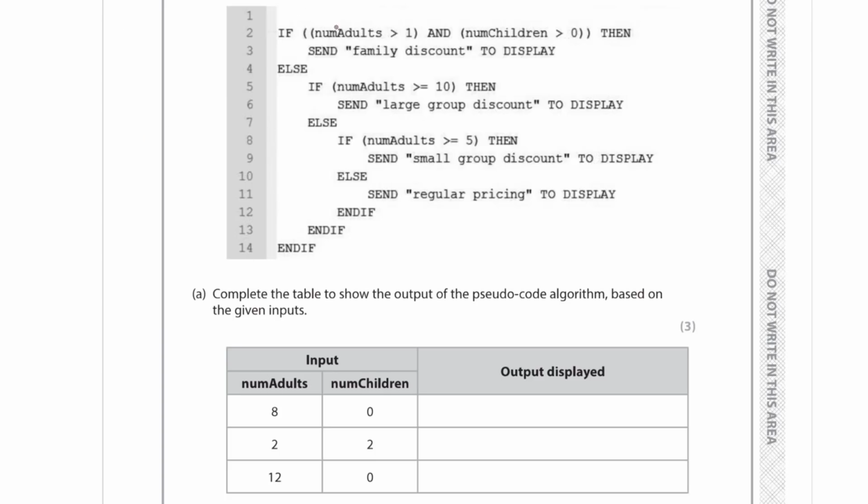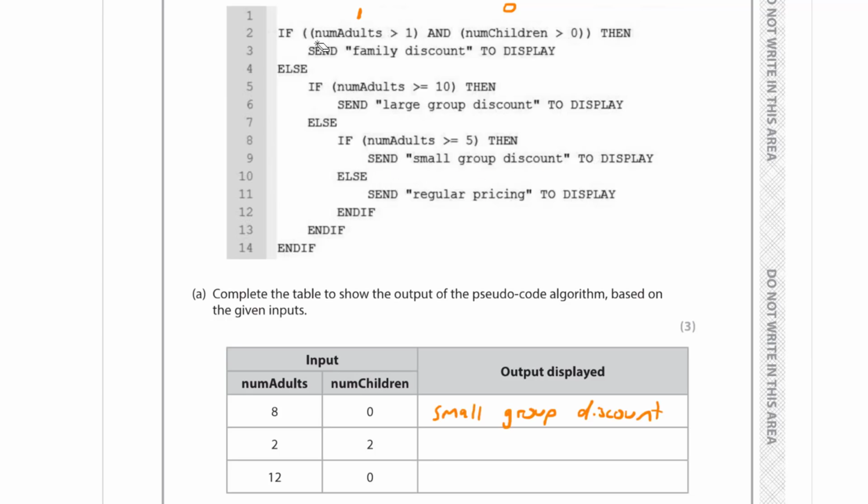So first of all, we've got number of adults here as 8. So if number of adults is greater than 1, well, this is true because 8 is greater than 1, so we can just do 1 here because we've got an AND operator here. Number of children is greater than 0, well, it's not, this is going to be 0, so this will in total return 0 because AND has got to have both sides to be true, so this won't get executed. It'll go to else here, so we can move on. So if number of adults is greater than or equal to 10, well, it's not, so we go back to else here, we skip this if statement. It is greater than or equal to 5 though, so we send a small group discount to display.